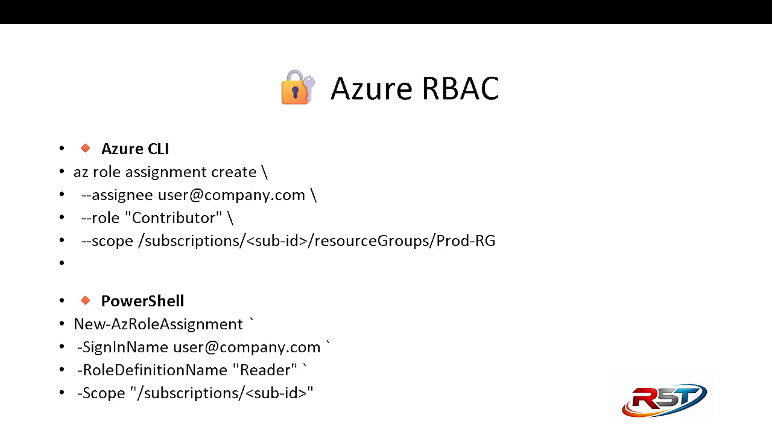So this is the command, and if you want to use PowerShell for assigning a role, this is the command: New-AzRoleAssignment -SignInName. Sign in name means username, user@company.com, -RoleDefinitionName. So what is the role definition name? That is Reader or Owner or Contributor. Then we have to provide -Scope. On which scope are we providing here? On subscription only. Okay, subscription ID we have to give. So that is the command.